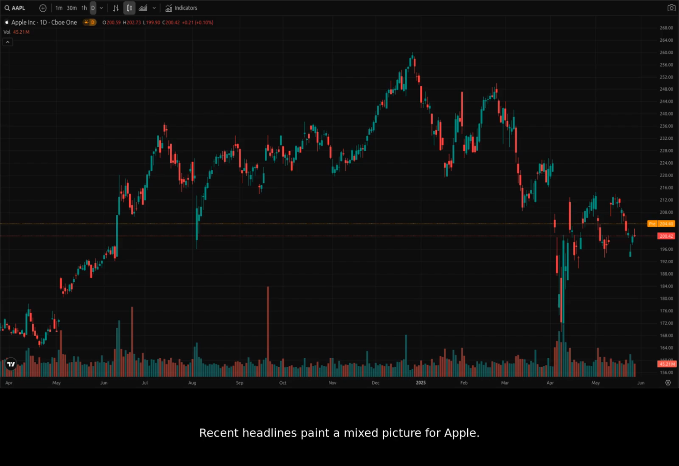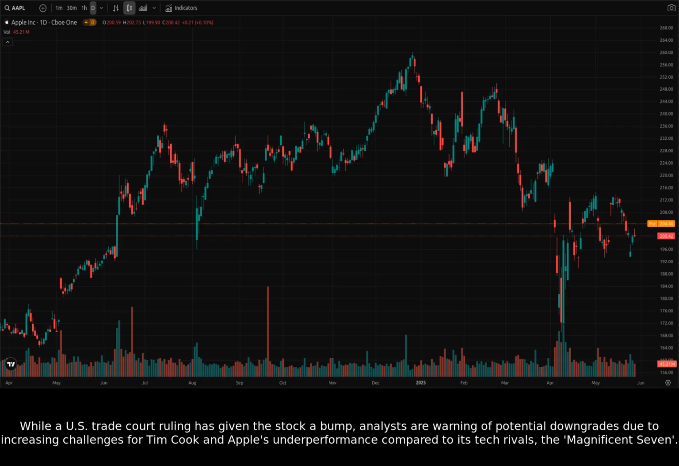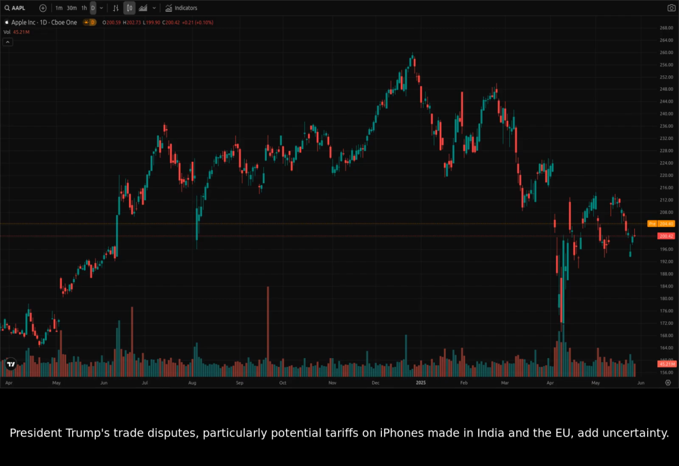Recent headlines paint a mixed picture for Apple. While a U.S. trade court ruling has given the stock a bump, analysts are warning of potential downgrades due to increasing challenges for Tim Cook and Apple's underperformance compared to its tech rivals, the Magnificent Seven. President Trump's trade disputes, particularly potential tariffs on iPhones made in India and the EU, add uncertainty.